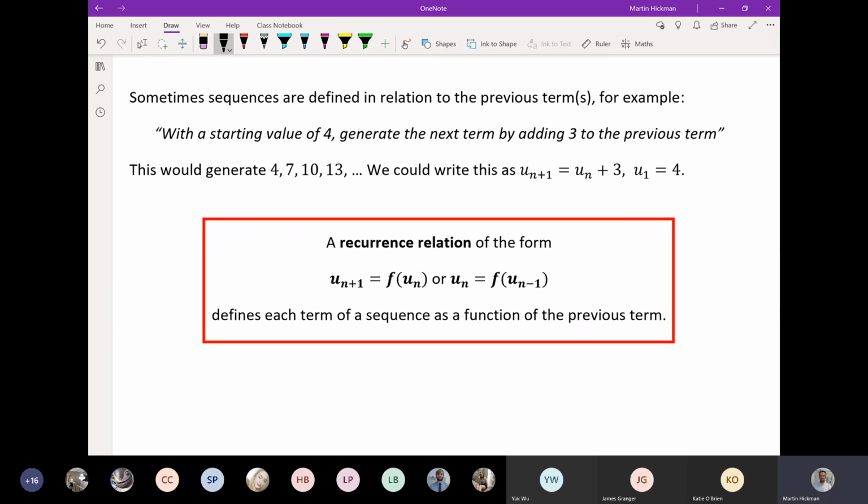So for example, if you start with a value of 4 and you generate the next term by adding 3 to the previous term, then you would have a recurrence relation such as this, where you always take the previous term and then you add 3 to it to get the next term. So that's what we mean by previous term and next term. If you've got your un, your next term is your un plus 1. Sometimes this might be un minus 1 and un, or it could be un plus 1 and un plus 2. So you just need to look at what the relation is from the last term to get to the next term.